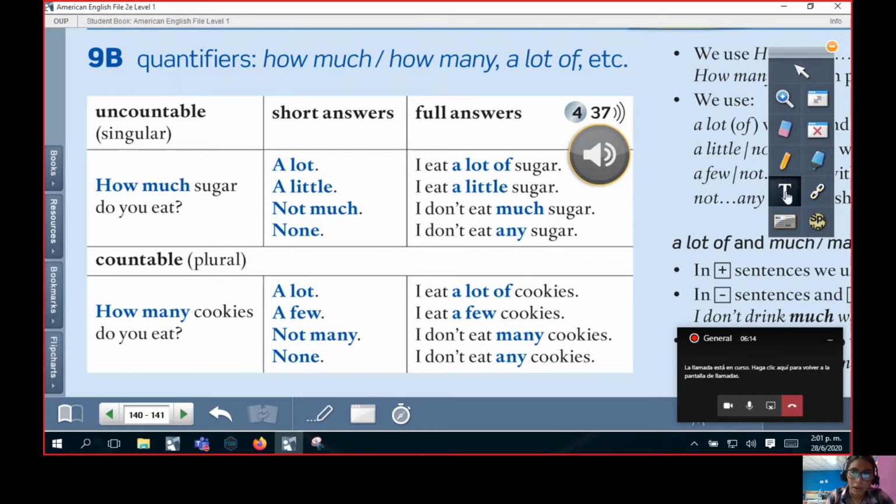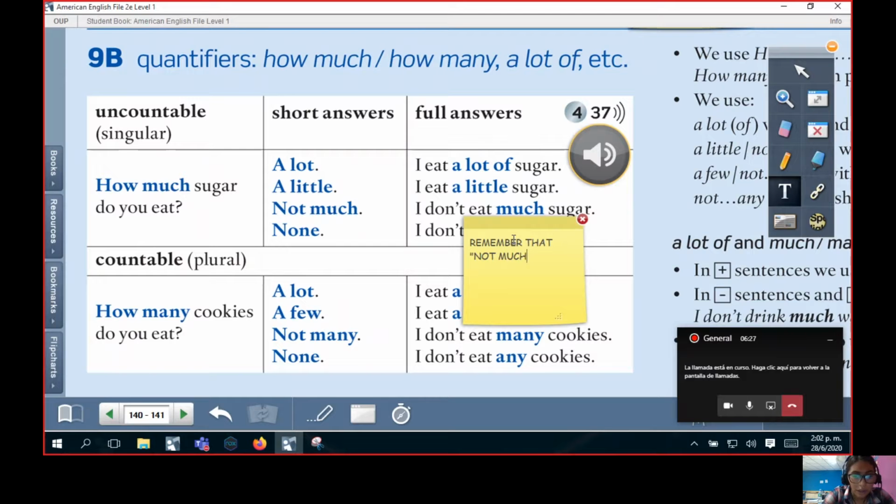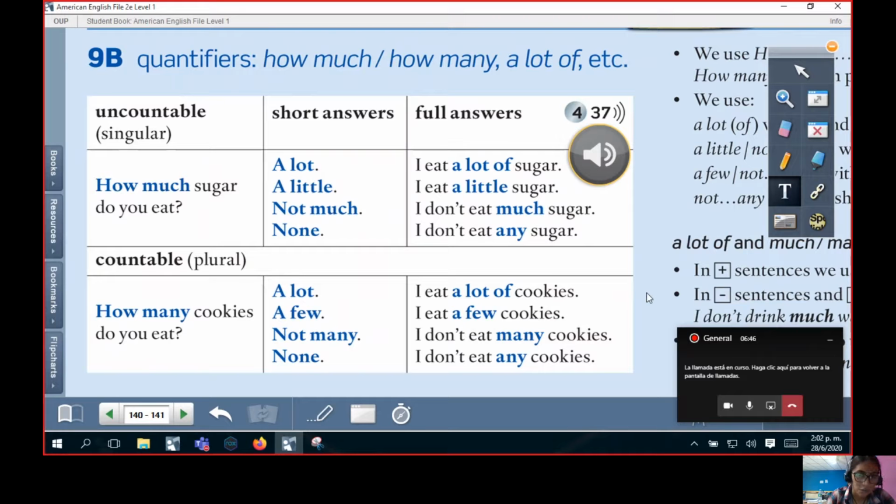Remember, for that reason, I really like this thing. Remember that not much and none, it's for negative sentences. Like this one, that we have this. I don't eat much sugar. I don't eat any sugar.